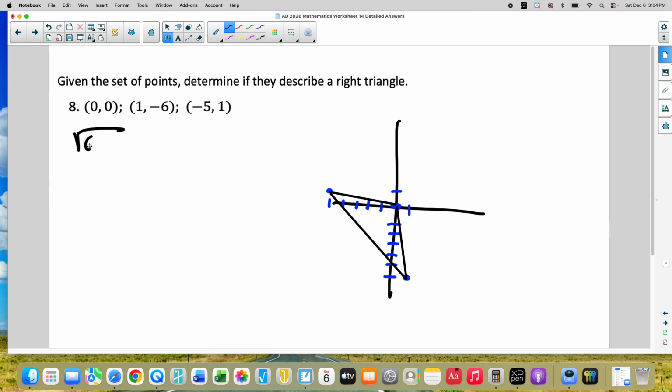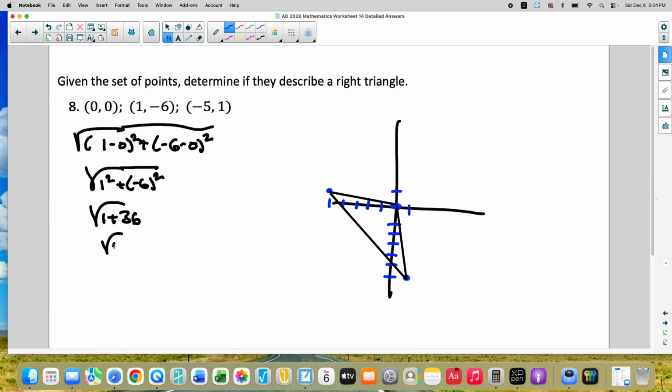Start with the x. 1 minus 0 squared plus negative 6 minus 0 squared, which gives us 1 squared plus negative 6 squared, which gives us 1 plus 36, which is rad 37. So this distance is rad 37.